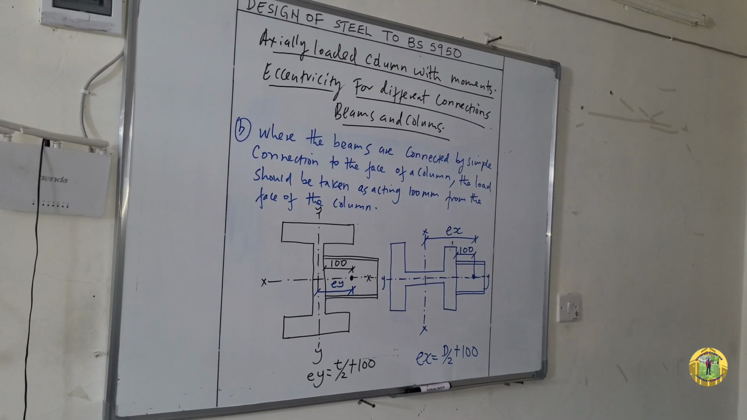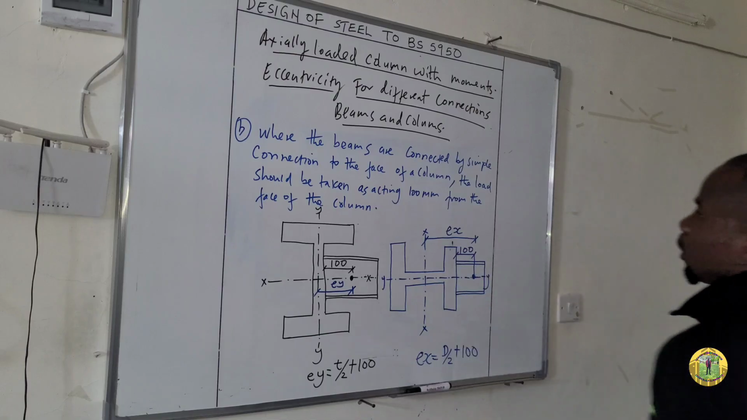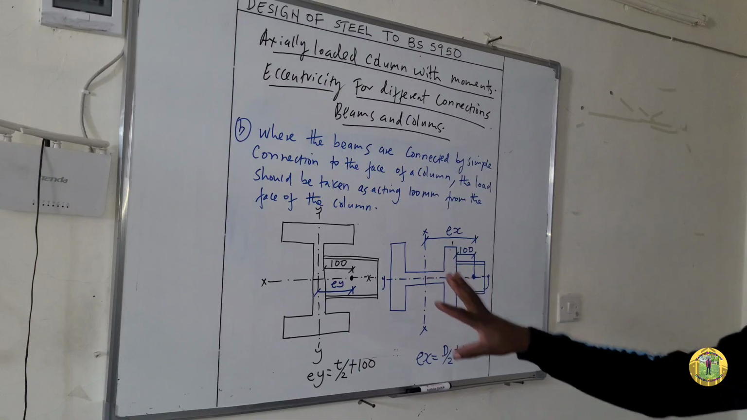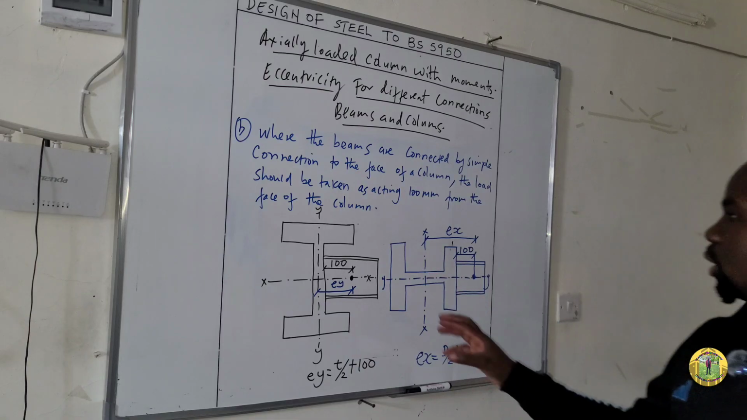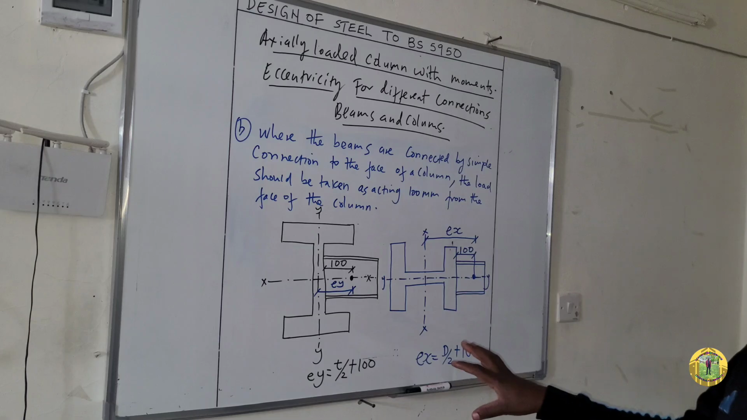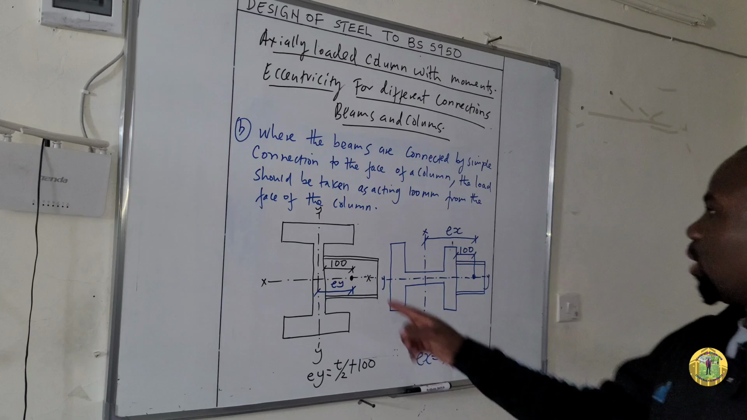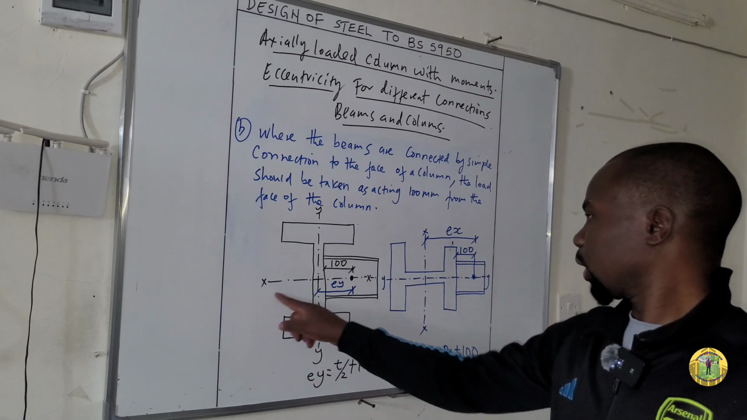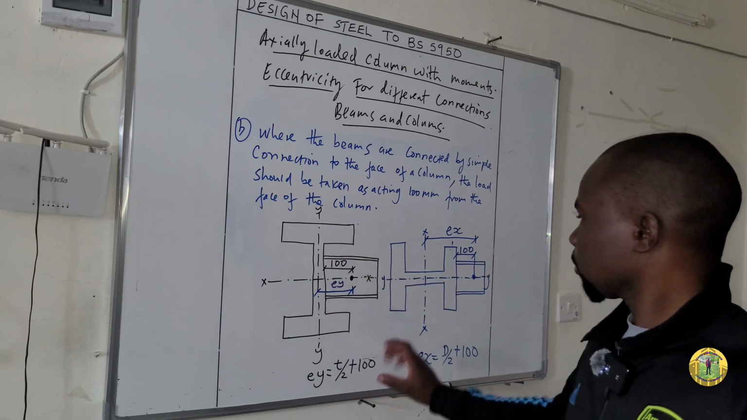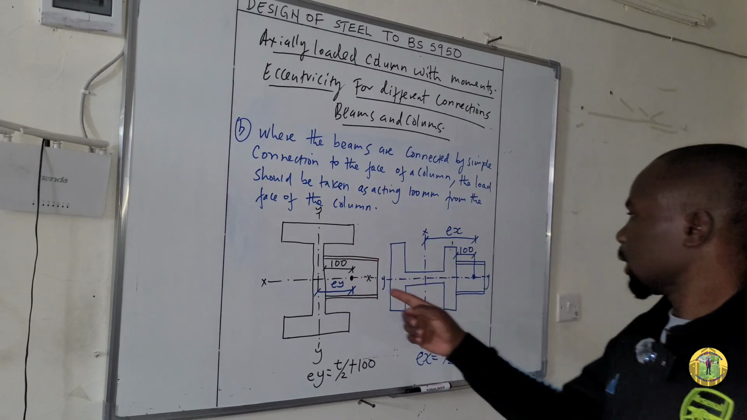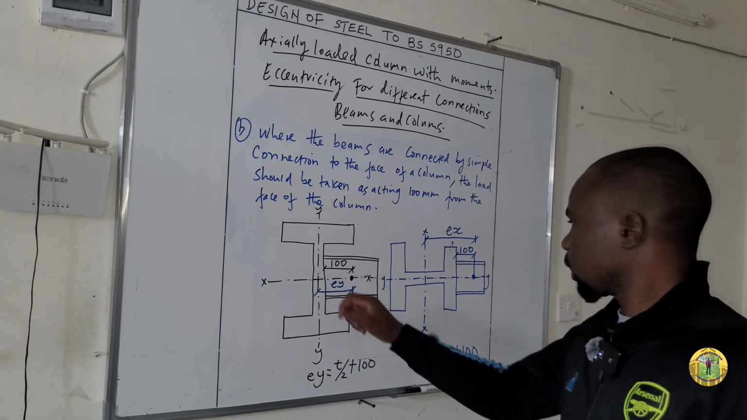So B, we have where the beam is connected by simple connection to the face of a column. The load should be taken as acting 100 millimeters from the face of the column. So we have two different connections. The first connection is when the column section or the universal column is in this form. So we have the y axis and we have the x axis. So this is the column and this is the beam. The beam is connected to a column. So the load is acting 100 millimeters from the face of the column.